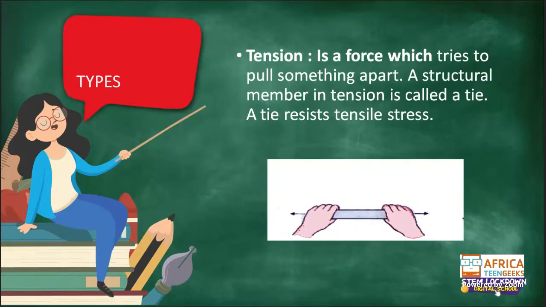So take note. You see this diagram there. The arrows show the object is being pulled apart. That is what a tension force is. We can experience tension force in rubber bands, ropes, and even chains. Anything that can be stretched has a tension force. When the tension force is more than the tensile strength, then the object will what? Break.